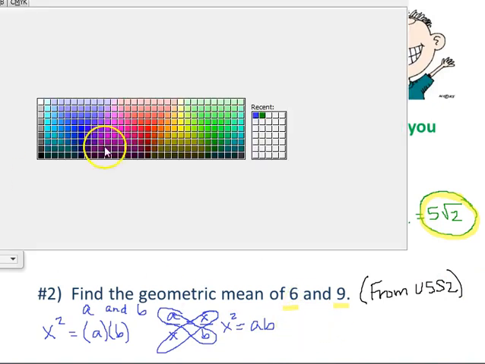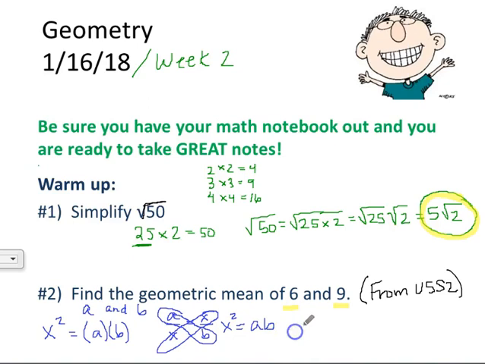So in this case, let's change colors here since we're actually working. Our geometric mean, x squared, will be equal to 6 times 9. And I know that 6 times 9 is 54. How do we solve for x? If we've got x squared, how do we get x all alone? Well, what's the opposite of squaring something? Taking the square root. So I'm going to take the square root of both sides.